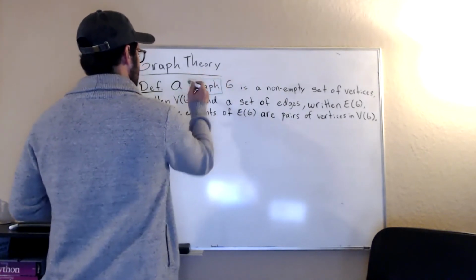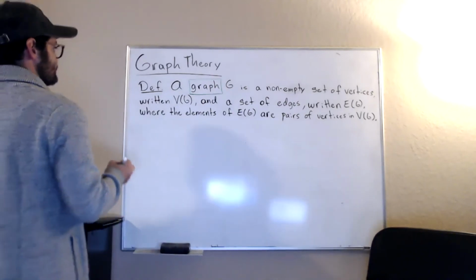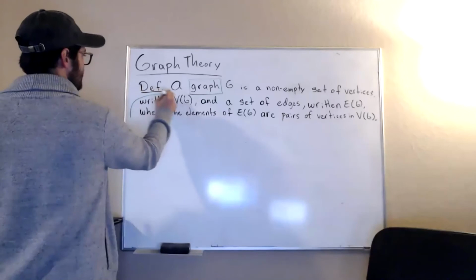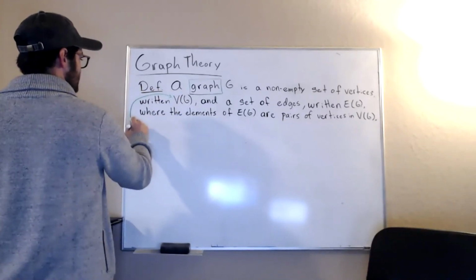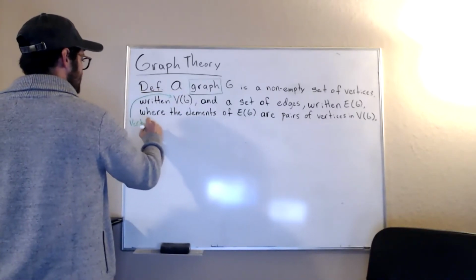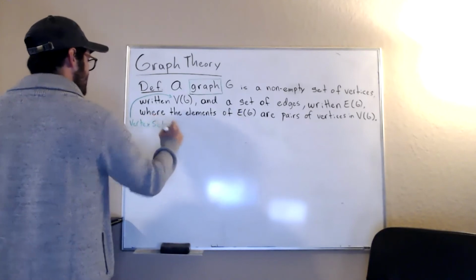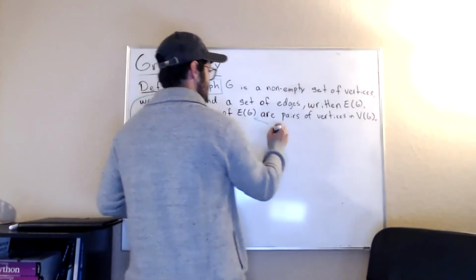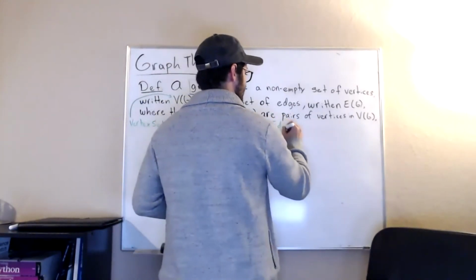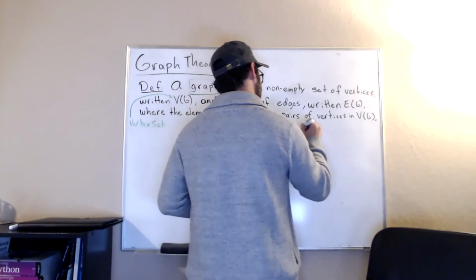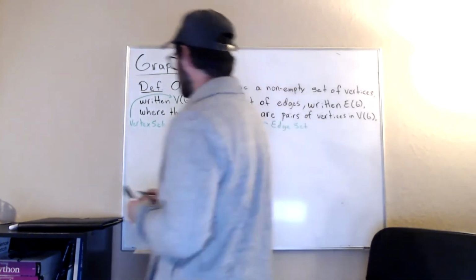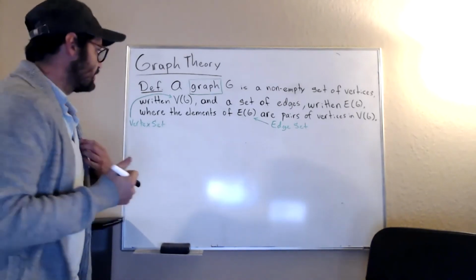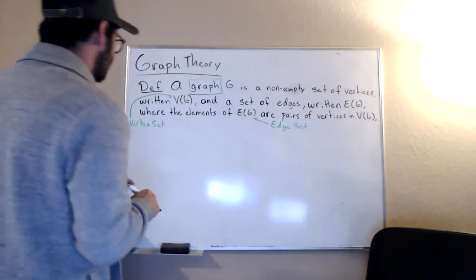So now here, V of G is called the vertex set. And E of G is called the edge set. This is the formal definition of a graph. Okay, so let's look at an example.